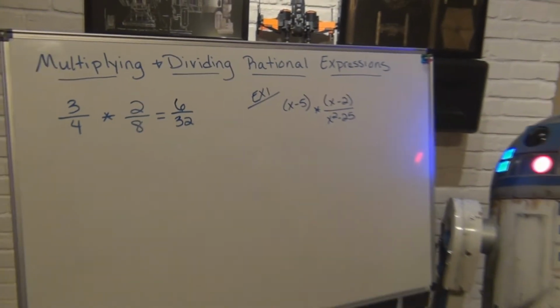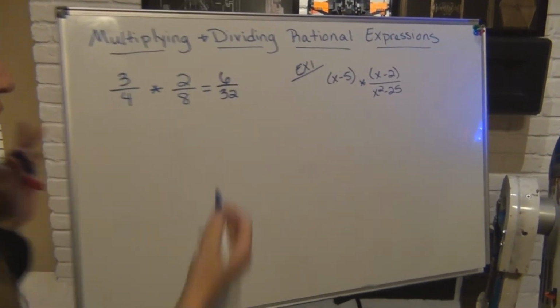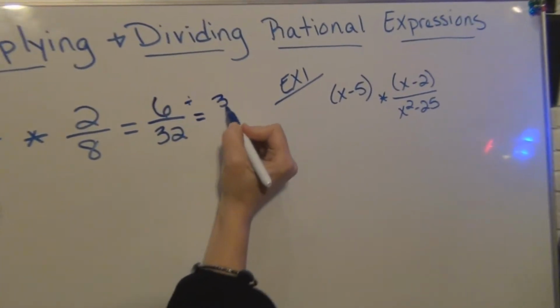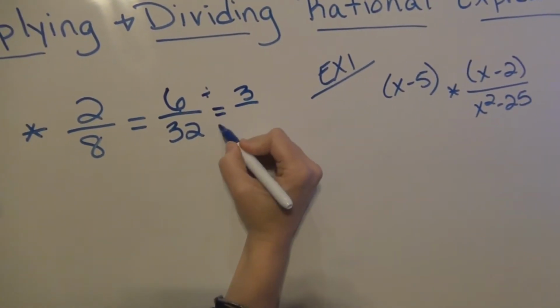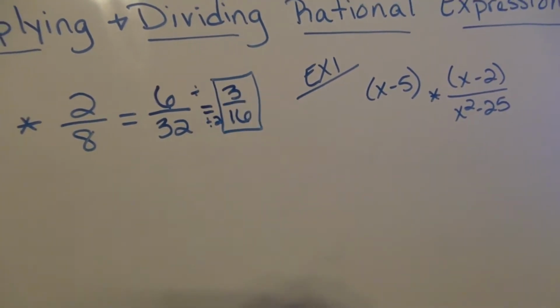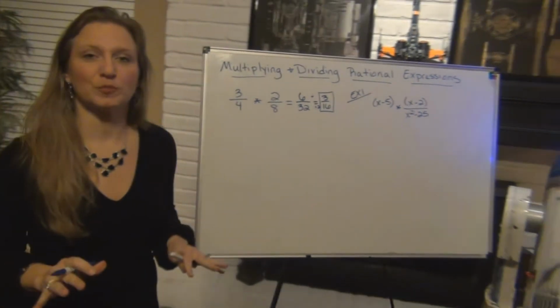Then all we did was to see if we could reduce that fraction. Well, I know for sure they could both divide by 2 pretty easily. So if I divide this by 2, I'm left with 3. And if I divide this by 2, I'm left with 16. So I have reduced this to be 3/16. So that's how we multiply.